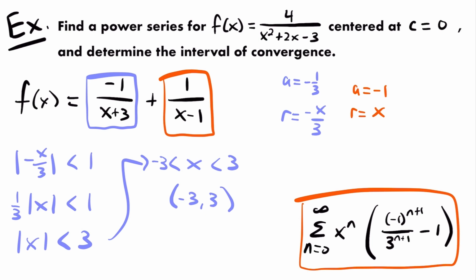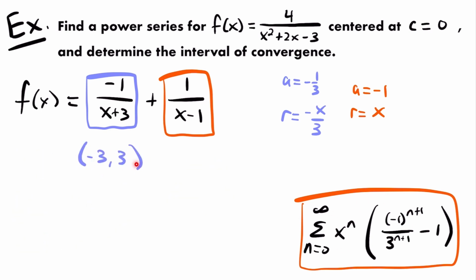And so now we want to compare that to the interval of convergence for the power series of the second partial fraction, and then the intersection of those two intervals will be the interval of convergence for this combined power series. Okay, so if I clean up my work again, this was the interval of convergence for the power series that resulted from this partial fraction. And now let's find the interval of convergence for the power series from this partial fraction.